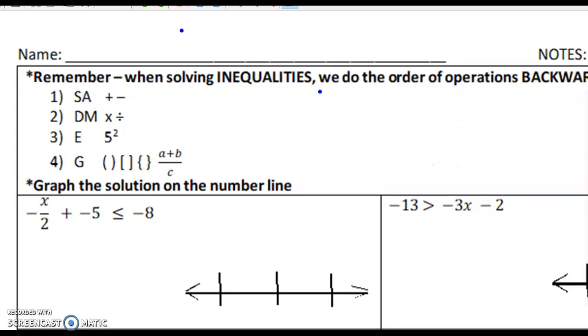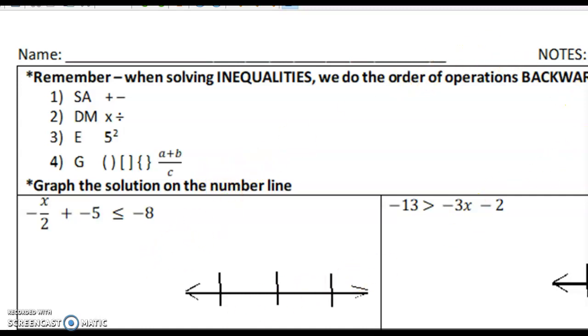Hi guys, this is Ms. Carvalho, and today we've got a pretty quick video because we are solving two-step inequalities instead of just the one step that we solved yesterday. So this is pretty much the same type of rules, nothing much is changing except we're adding a second step to solve them.